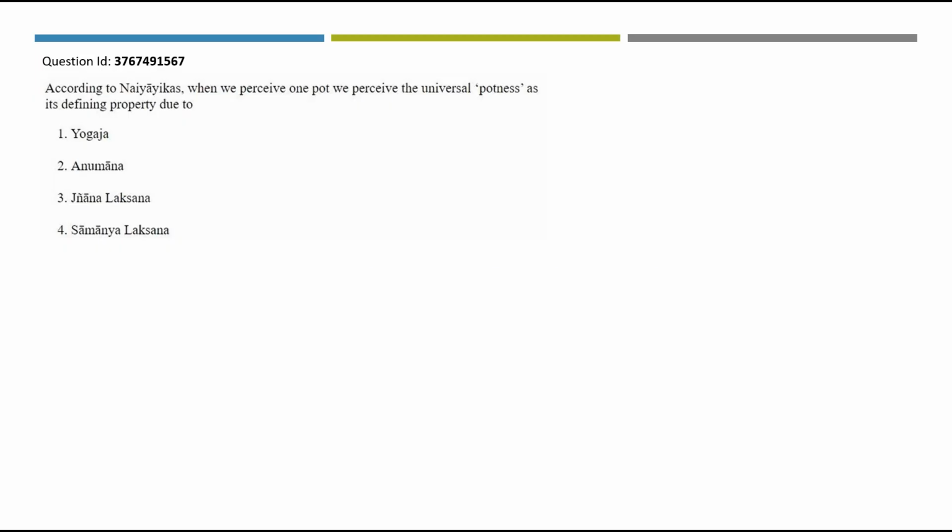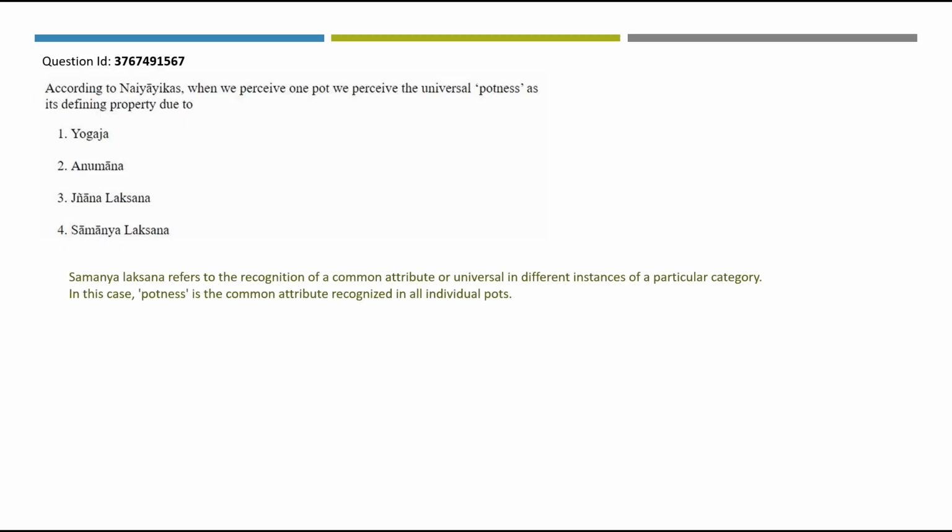Yogaja, Anumana, Dhyana Lakshana, Samanya Lakshana. Samanya Lakshana refers to the recognition of a common attribute or universal in different instances of a particular category. Particular category will be one pot and the universal part will be potness. In this case, potness is the common attribute or the universal attribute recognized in all individual pots. So based on one instance we are applying to general category is what we can understand from this.